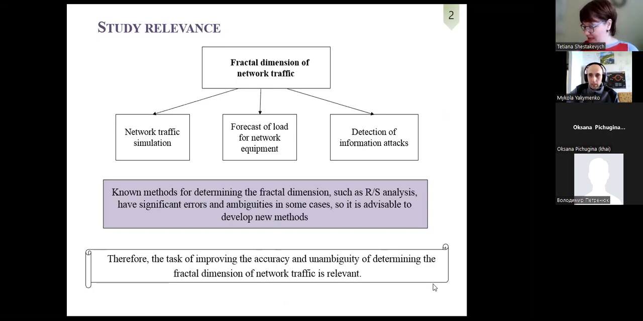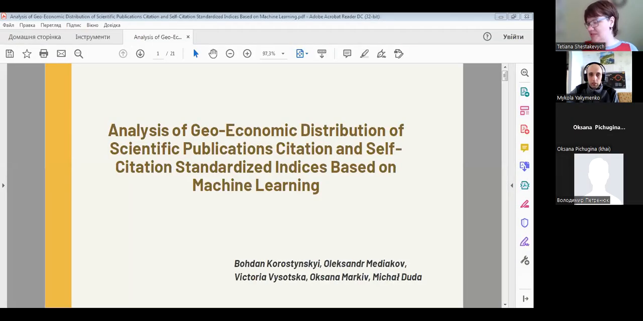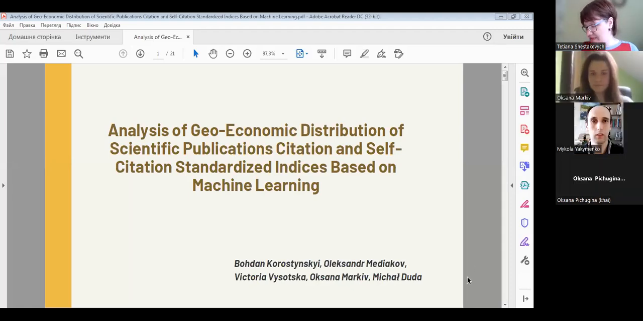Our next presenter, the last but not least, is, as much as I know, Oksana Markiv, who will present the research about the analysis of geo-economic distribution of scientific publications, citation, and self-citation standardized indices based on machine learning. Yes, we can see your presentation.